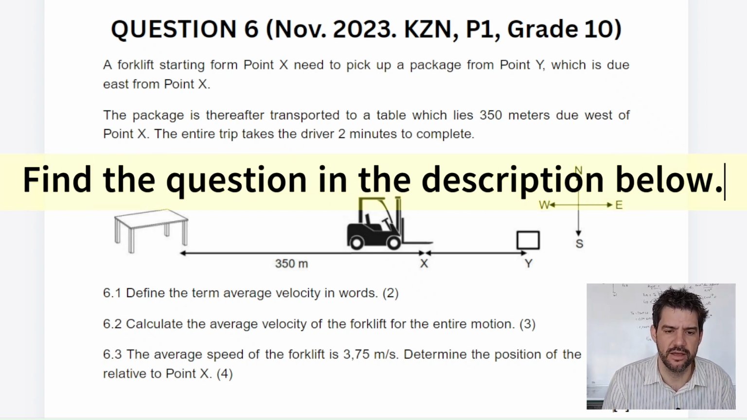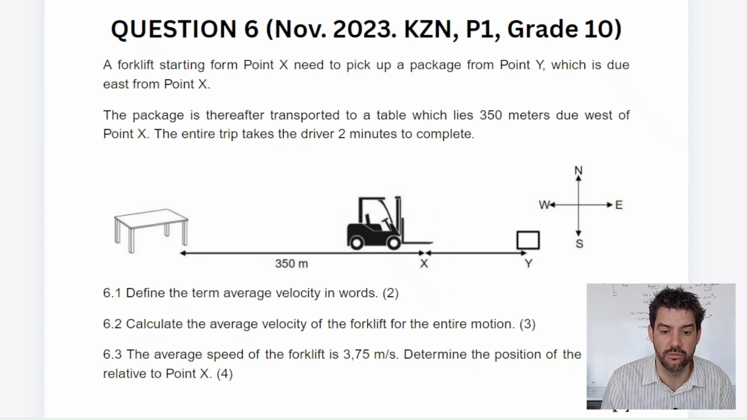The question said a forklift starting from point X needs to pick up a package from point Y, which is due east from point X. Now, important: since they're speaking about east, west, north, and south, you cannot use right or left. We have to stay with east and west, which is the compass direction. The package is thereafter transported to a table which lies 350 meters to the west of point X. The entire trip takes 2 minutes to complete.